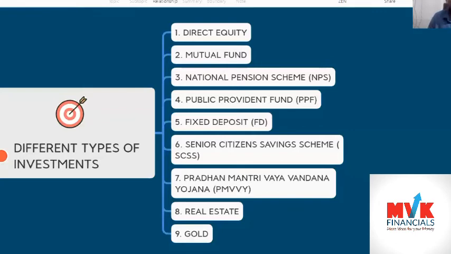And now the eighth point is real estate. Now what is real estate? Real estate is very important.